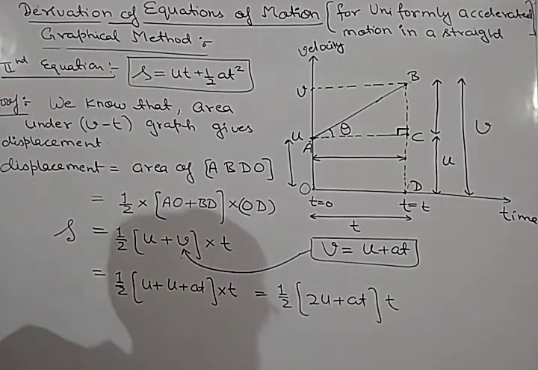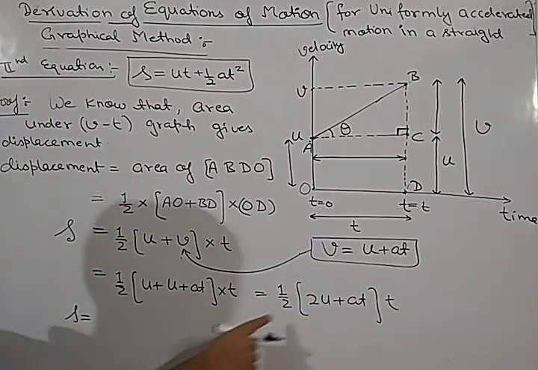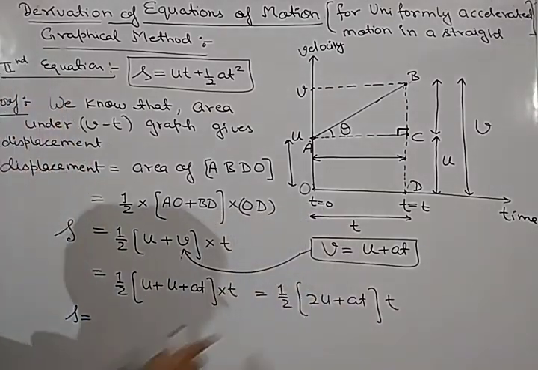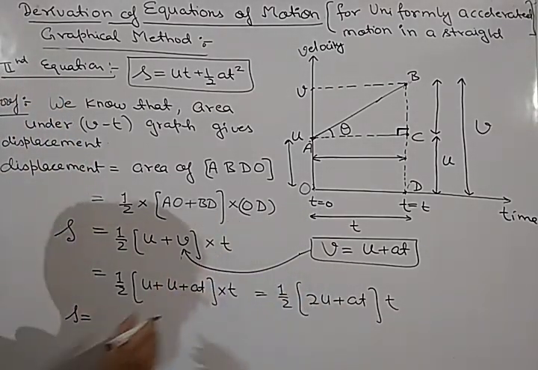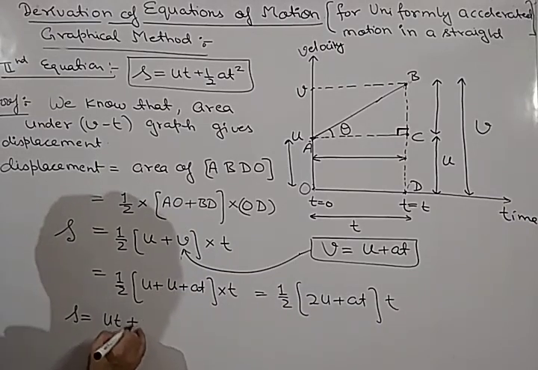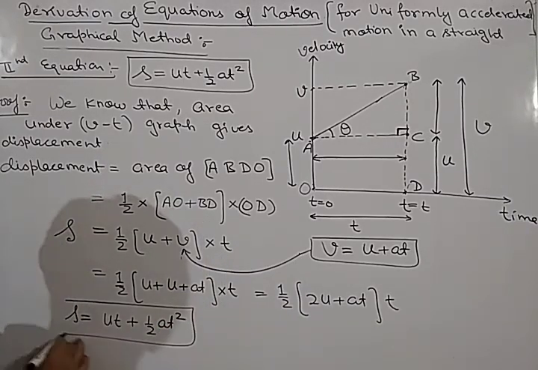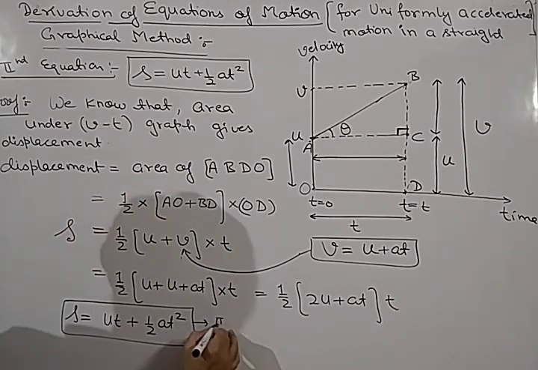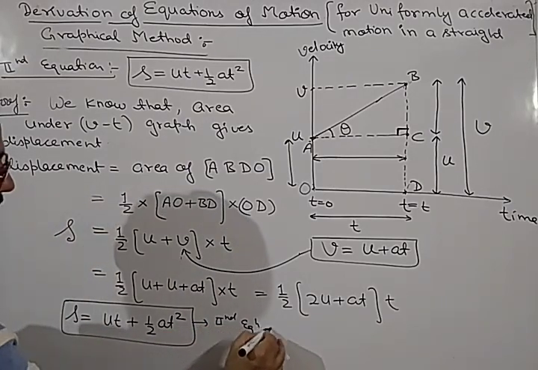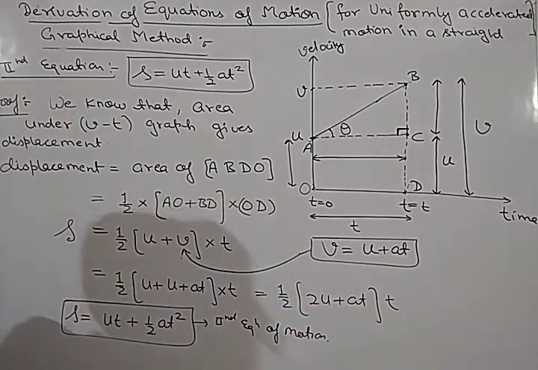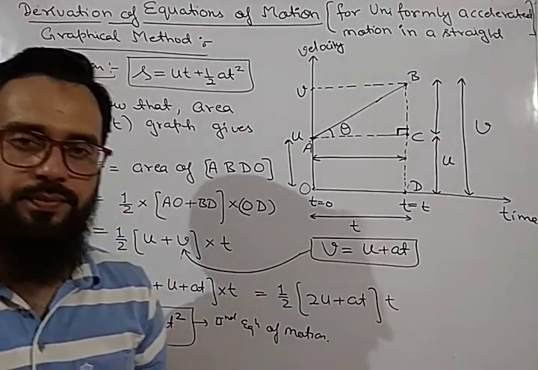Okay. Now if we multiply this T inside the bracket, we will get S is equal to half, I am multiplying half as well as T both inside the bracket. So this half into 2 will cancel out. We will get U into T plus half A into T square. And this is our second equation of motion. So we have proved here the second equation of motion also.